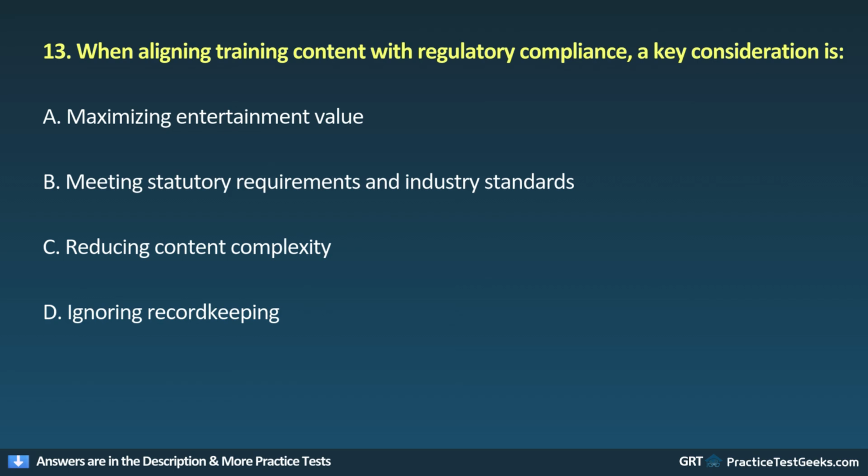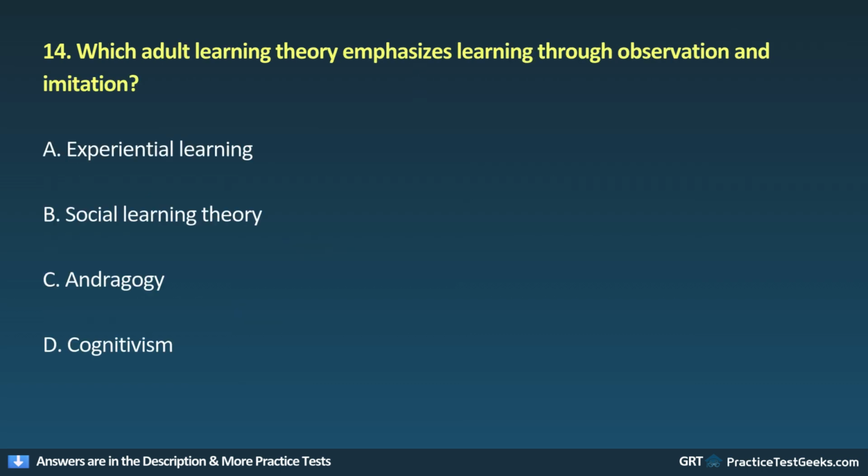When aligning training content with regulatory compliance, a key consideration is A. Maximizing entertainment value. B. Meeting statutory requirements and industry standards. C. Reducing content complexity. D. Ignoring record keeping. 14. Which adult learning theory emphasizes learning through observation and imitation?